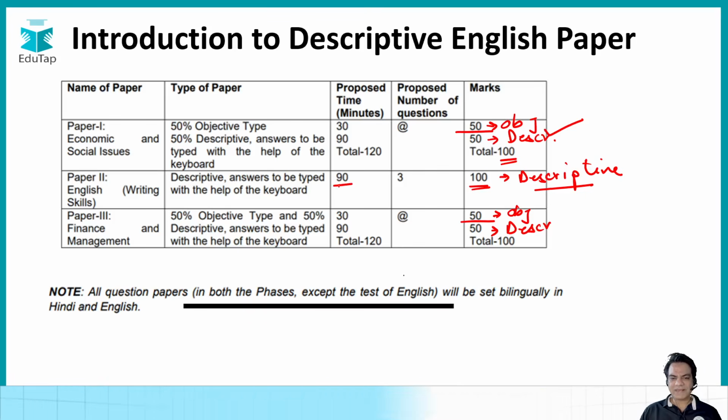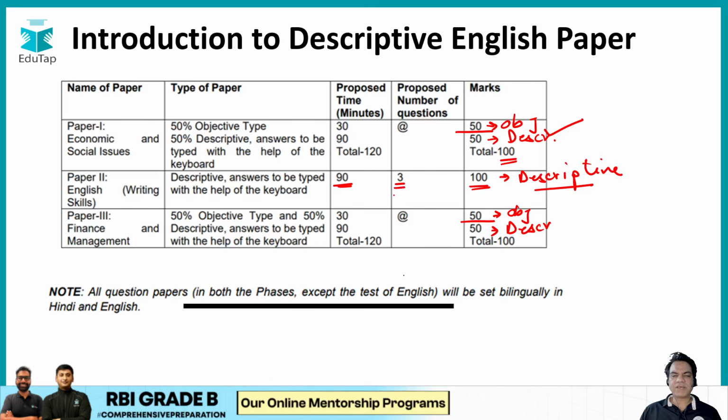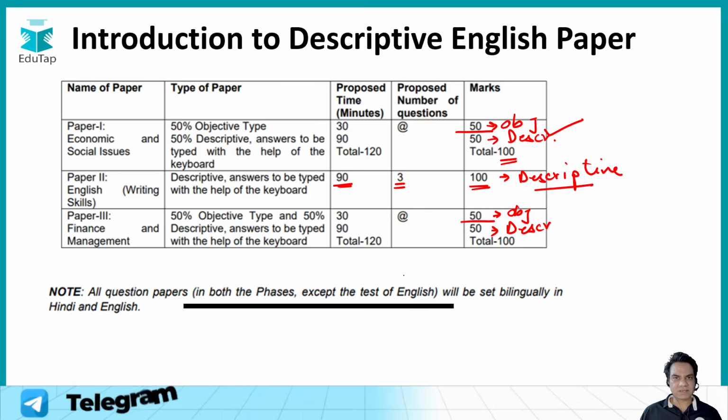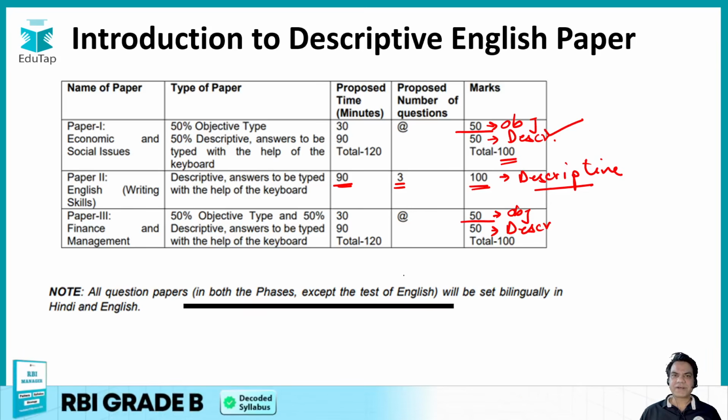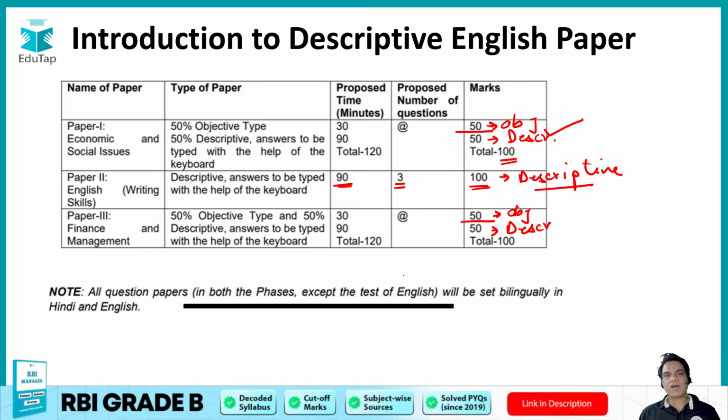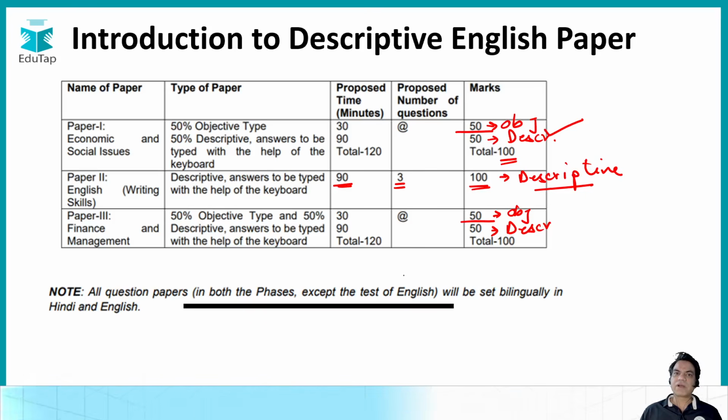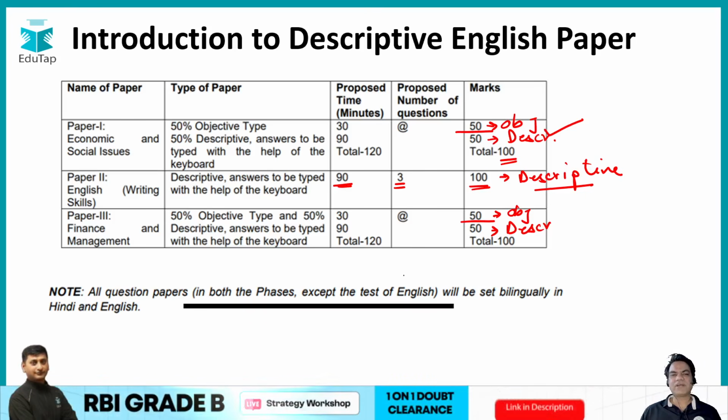So you have 90 minutes and you only have to write 3 answers, three questions, and that is worth 100 marks. So that is why descriptive English becomes the game changer. Why? Because in FM and ESI, you first have to target objective questions. Then you have to write your descriptive answers, and you have to do both for 100 marks. But in English, you only have to write 3 questions. So that is why English becomes a game changer in this exam.